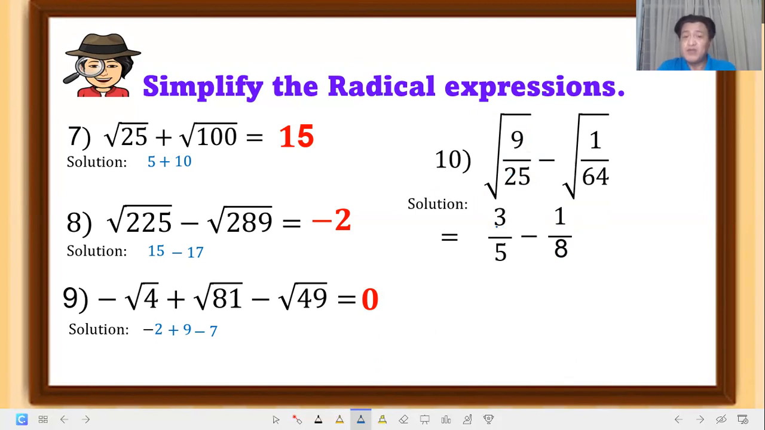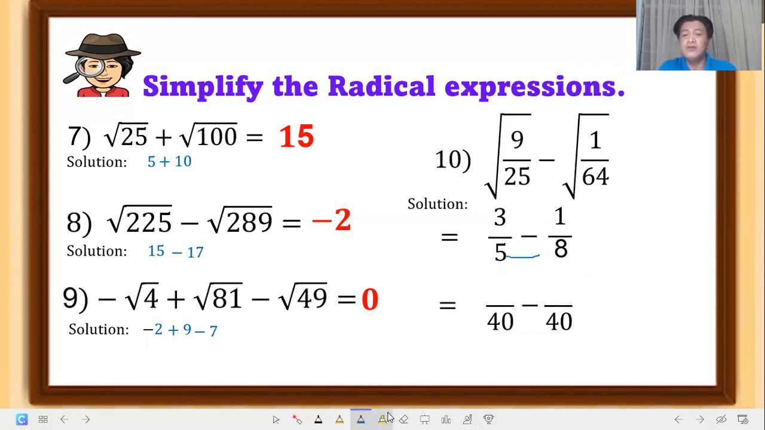But take note, fraction to fraction na to. What are you going to do? I-recall natin yung last meeting lesson natin. Di ba? This is subtraction of rational numbers. So we need to get the LCD. Gagawin natin silang similar fraction or equivalent fraction. How are we going to do that? Just simply multiply the LCD. What is 5 times 8? That is equal to 40.